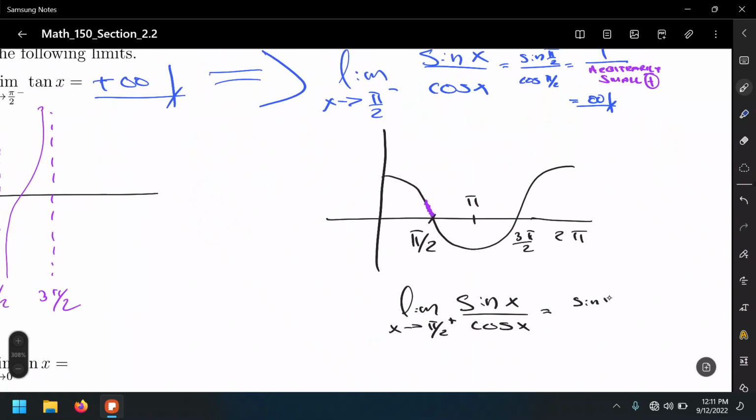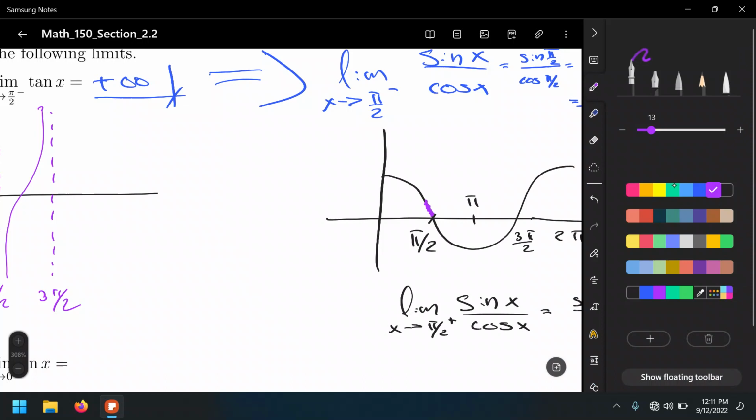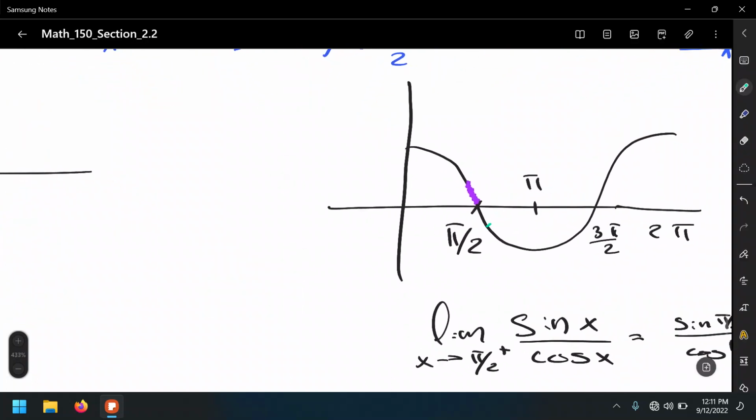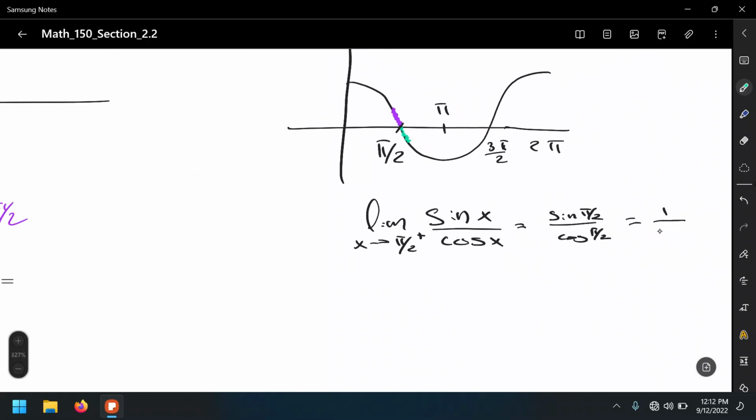Here we're going to have again sine pi over 2 over cosine pi over 2, so we're getting a 0 in the denominator. Now we are approaching from the right. Do you see how we are getting arbitrarily small values from the right? But what is the sign of this y value? The value is in green, it's getting bigger, but with which sign? Negative. So this will be divided by arbitrarily small negative values, and again, divide by small, we get big, but with a negative sign. So that's how we get negative infinity.